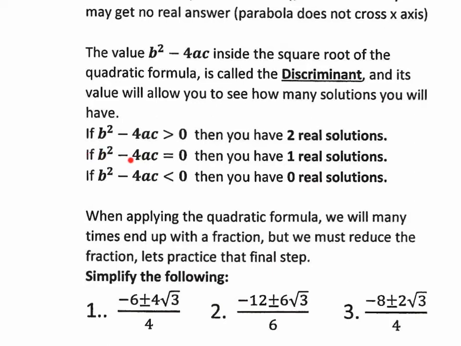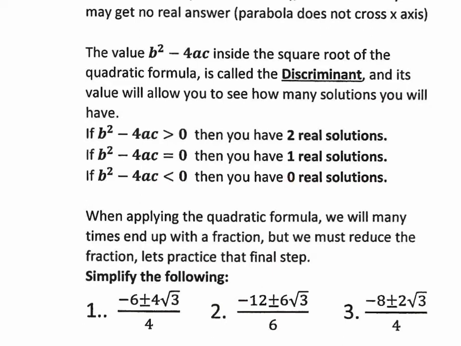If b squared minus 4ac equals 0, imagine that 0 inside the square root. It doesn't matter if you add 0 or subtract 0. It's not going to produce two different answers. So you're only going to have one real answer. What does that mean visually on the graph? That it'll only touch the x-axis at one point. If b squared minus 4ac is less than 0, that means if it's a negative number, imagine a negative number inside a square root. You can't do that. It'll be imaginary, which means that you don't have any real answers.